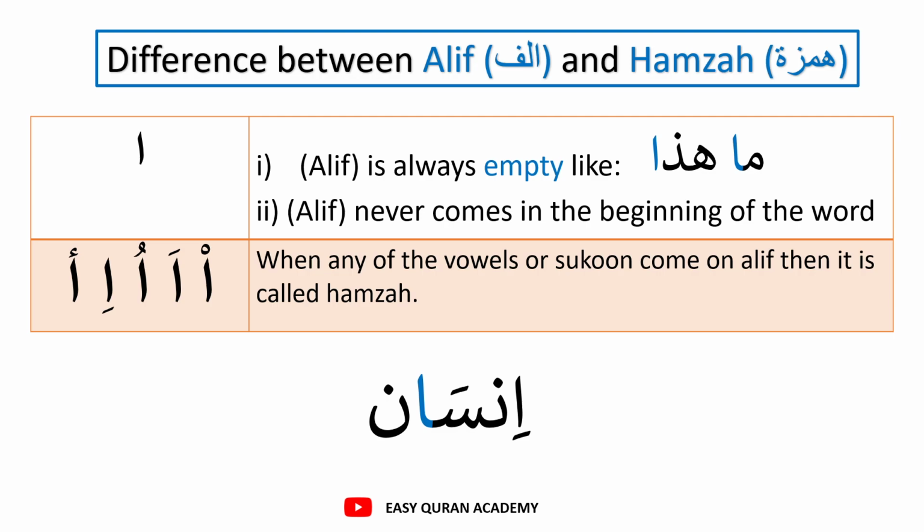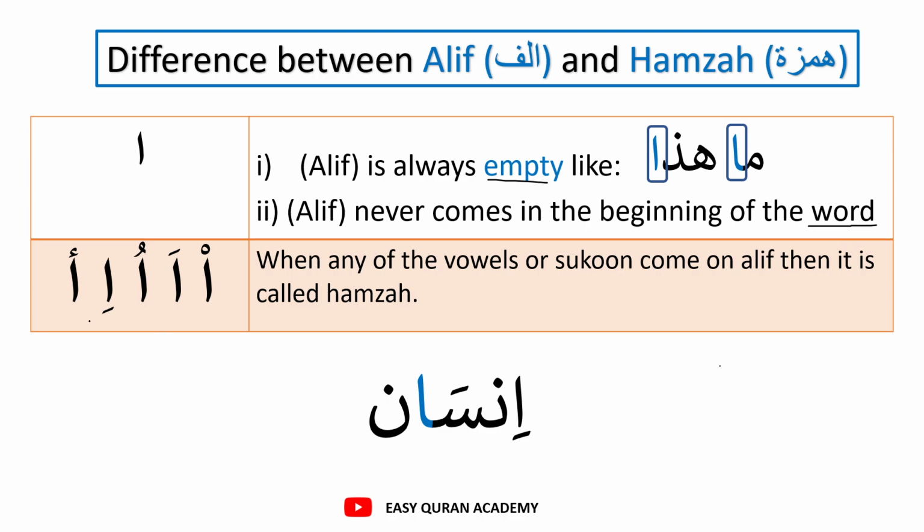Alif is always empty, like we can see over here, ma hada. So we can see over here that ma is empty, right? And similarly we can see hada. Here again alif is empty. So in ma, alif is empty, and in hada, alif is also empty. That's number 1 about alif. Number 2, very important, alif never comes in the beginning of the word. Very important again, it never comes in the beginning of the word.